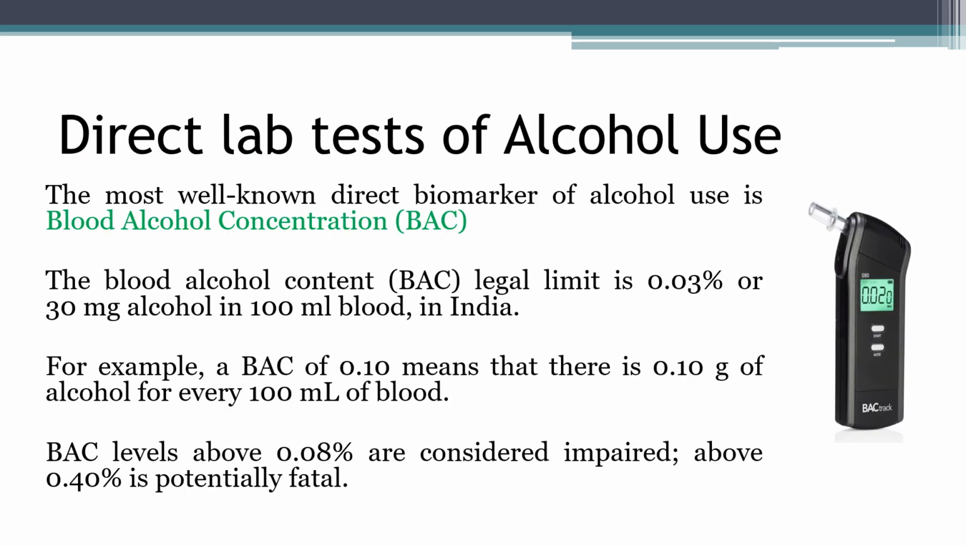So blood alcohol concentration is calculated in percentages and the legal limit is 0.03 or less concentration content in the blood, which is 30 milligram of alcohol in 100 ml of blood. For example, blood alcohol concentration of 0.1 means that 0.1 gram of alcohol for every 100 ml of blood. The levels above 0.08 are considered impaired and above 0.4 may prove potentially fatal.